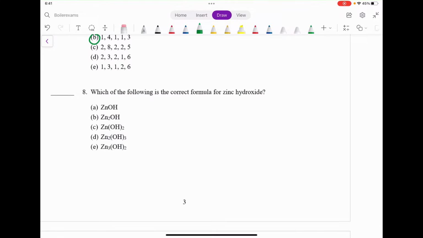8. Which of the following is the correct formula for zinc hydroxide? So we know zinc is a metal, and hydroxide is OH, where O and H are both nonmetals. And when you form a bond between a metal and a nonmetal, you're going to get an ionic bond. So we know that hydroxide is going to steal electrons from the zinc, and then the resulting ion cores are going to be held together, which sounds a little confusing, but all we need to do is match the charges.